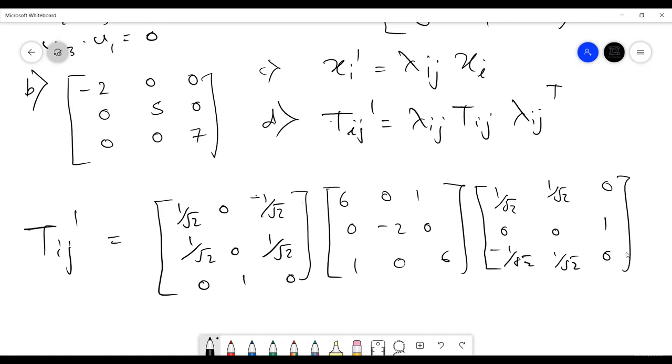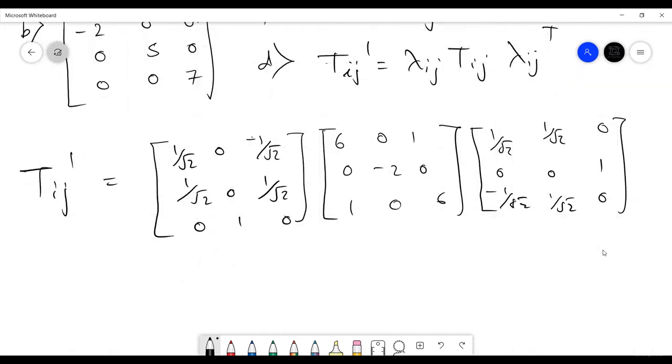You can use the calculator. If you multiply this, you will get the same answer as the tensor in the principal axis, that is minus 2, 0, 0, 0, 5, 0, 0, 0, 7. You'll get the same value, right?